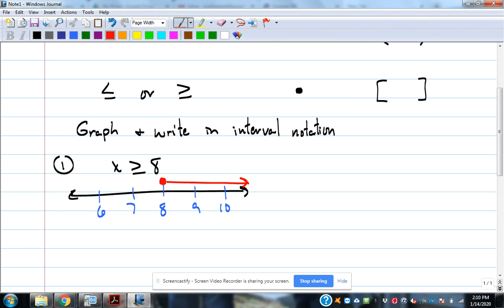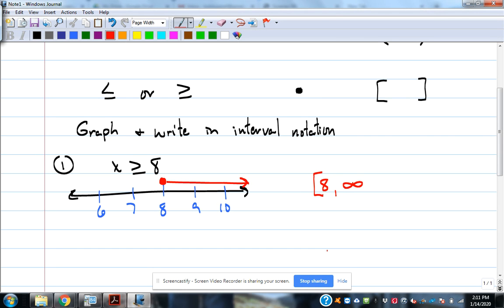Now, the interval notation for that. What's the lowest number that is an answer to that? 8. So that's the number I'm going to start with. And it goes to the right. What is way out there? Infinity. All the numbers beyond that, and we can never get to the end of that. So that's where positive infinity comes in. And on the 8, because it had the equal to mark and we used a filled in dot, we're going to use a bracket.